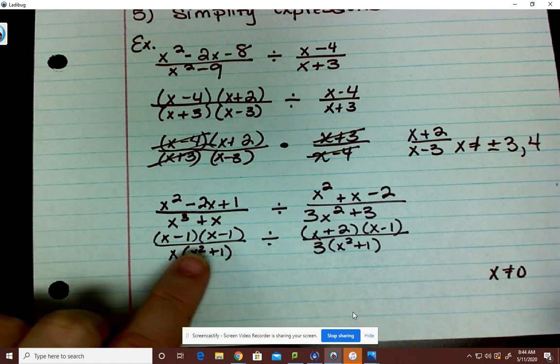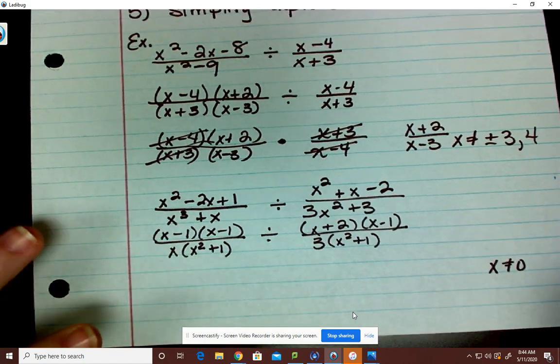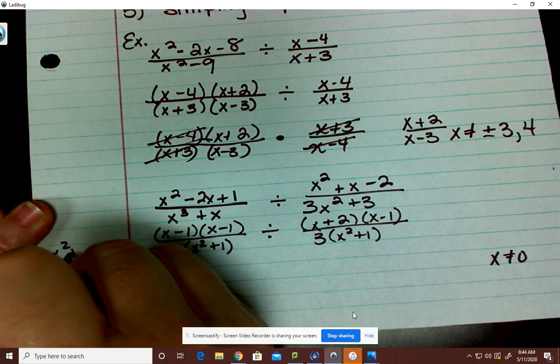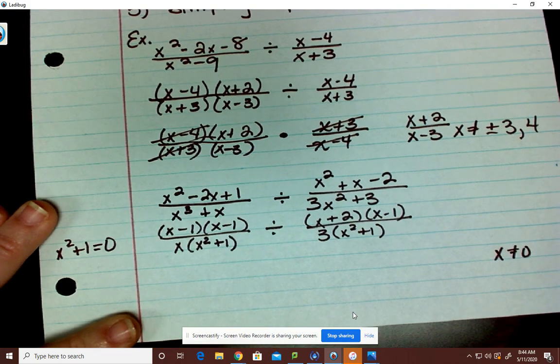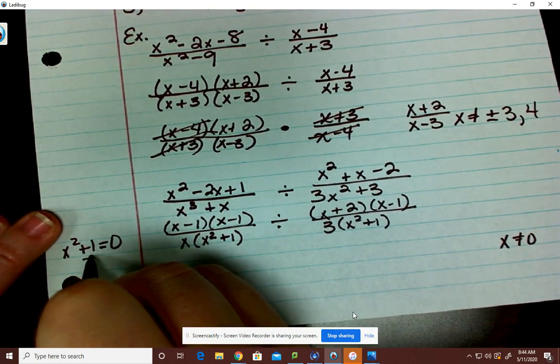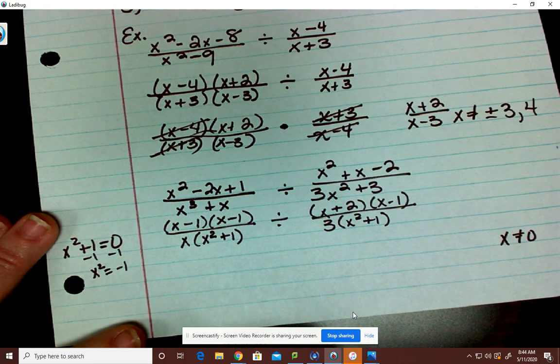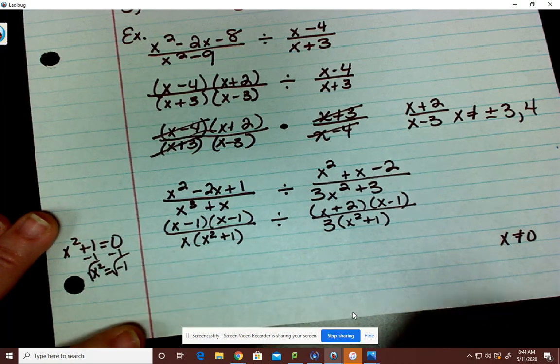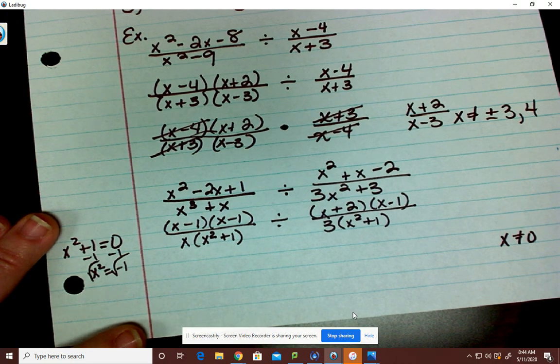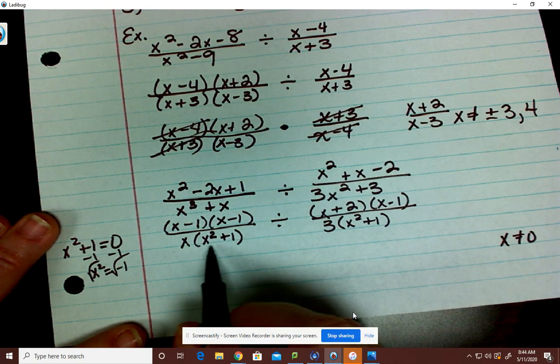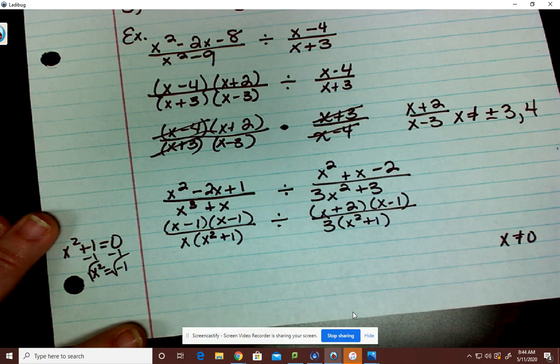Now, x squared plus 1, what will make that equal to 0? So let's go over here to the side and try to see what makes that equal to 0. So if I subtract 1, I get x squared equals negative 1. Take the square root. I'm taking the square root of negative 1. That's imaginary, so that's not a real number as an answer. So there's nothing that will make this equal to 0. So I don't have another domain exclusion there.